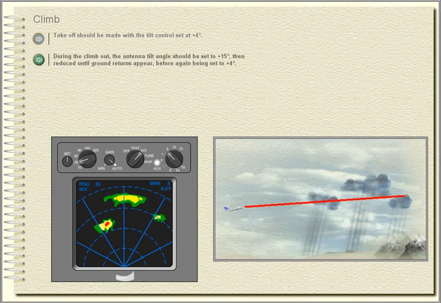Climb. Takeoff should be made with the tilt control set at plus 4 degrees. During the climb out, the antenna tilt angle should be set to plus 15 degrees, then reduced until ground returns appear, before again being set to plus 4 degrees.